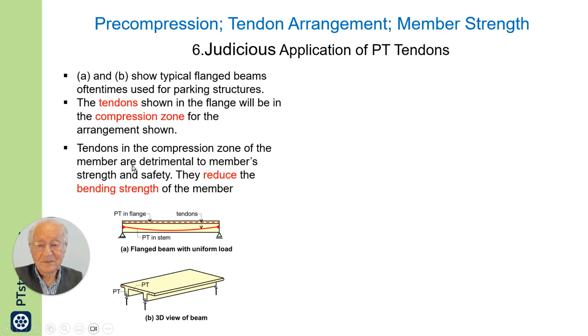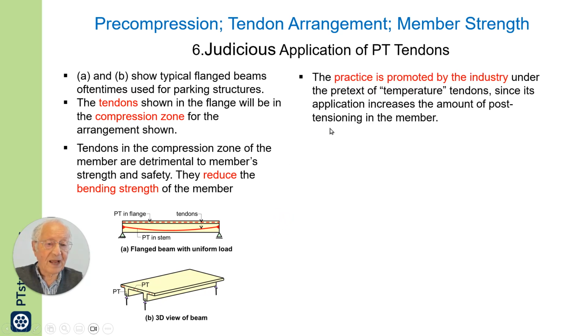I want to emphasize the word detrimental to the member's strength and safety. They reduce the bending strength of the member. This practice is promoted by the industry to put tendons in the flange under the pretext of temperature tendons, since its application increases the amount of post-tensioning in the member.